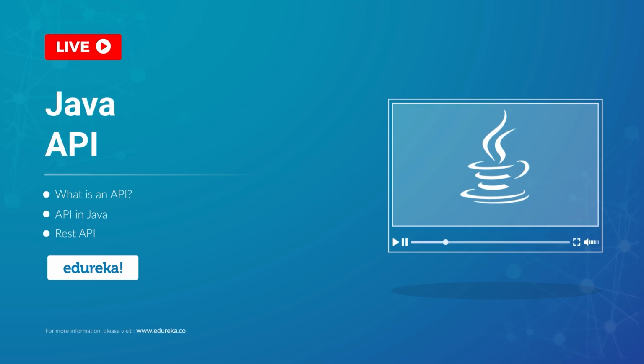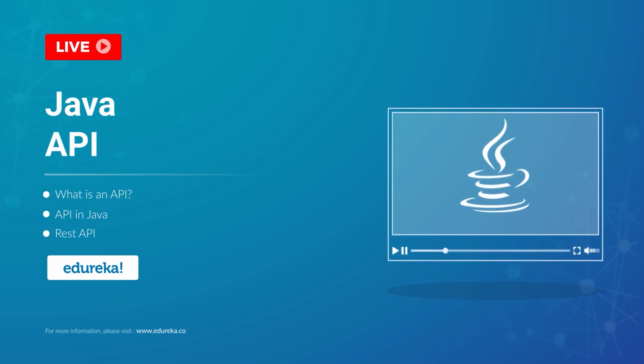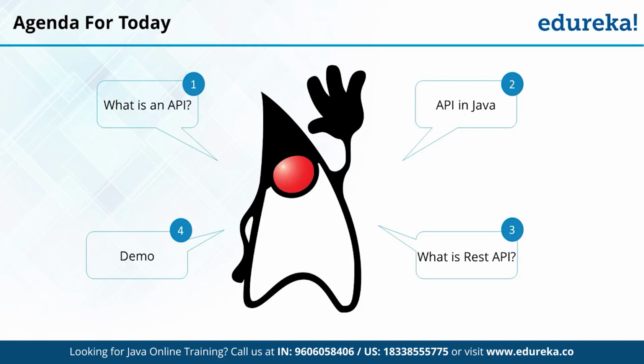Now without wasting any time, let's move forward and look at today's agenda. Today's session is mainly a practical session, but before we begin the practical aspect, there is some theoretical knowledge that you need to have. So first we'll try to understand what an API is and how an API fits into Java. After that, we'll have a brief introduction to what a REST API is and how it works. Then we'll move on to a demo part where we'll be building a RESTful web service.